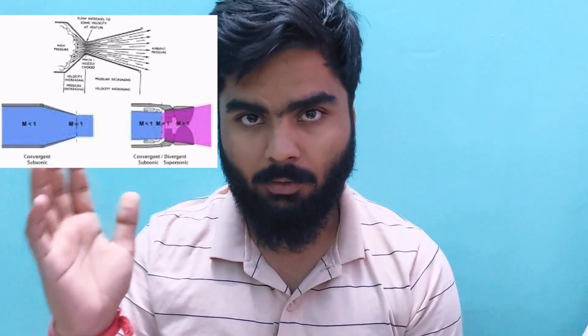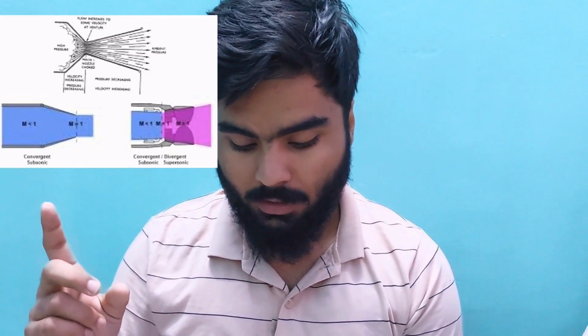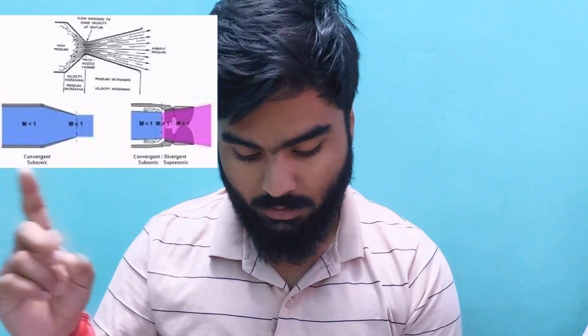Now the question is, what is cavitation? Cavitation is the formation of vapor bubbles in the low pressure zone. You can see in this figure. Before cavitation, let me explain this figure. You can see that from A to B, it is a converging portion, and from B to C, it is a diverging portion.